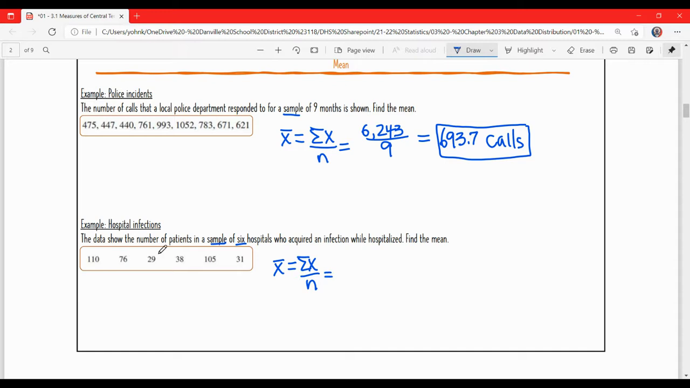If I add up these 6 numbers right here, I get 389. There were 6 numbers. If I divide and round to one more decimal place, I get 64.8. And these are patients.